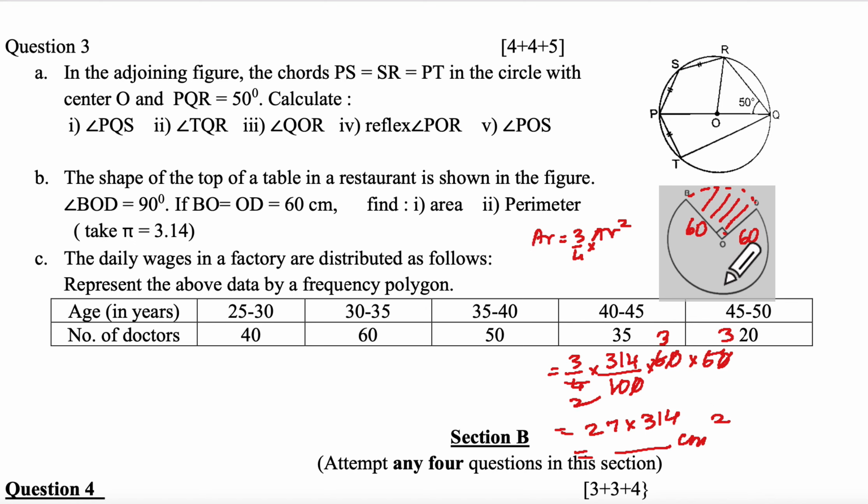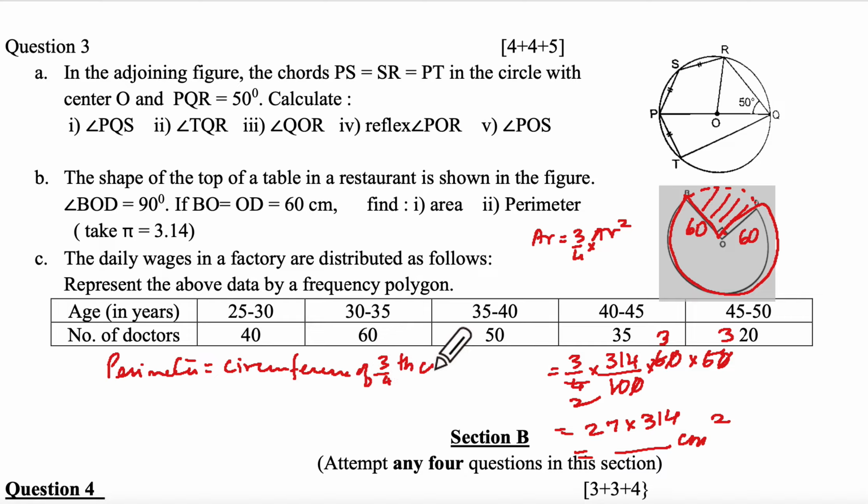Perimeter. If it is perimeter, what will you say? It is this plus 60 plus 60, correct? Yes, ma'am. So the perimeter is going to be equal to the circumference of 3/4 circle, correct, plus r. Circumference means 2 pi r, but 3/4 of that means 3/4 into this plus 2 into 60. You can do this, correct?